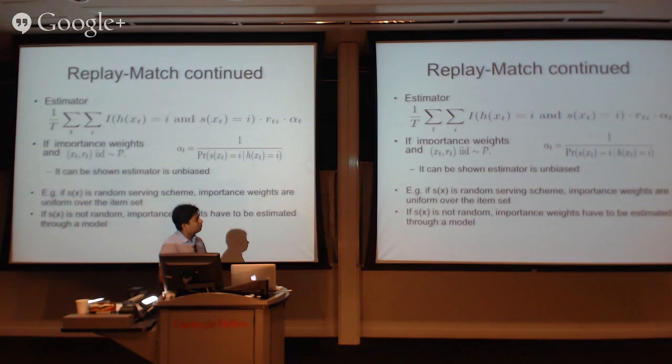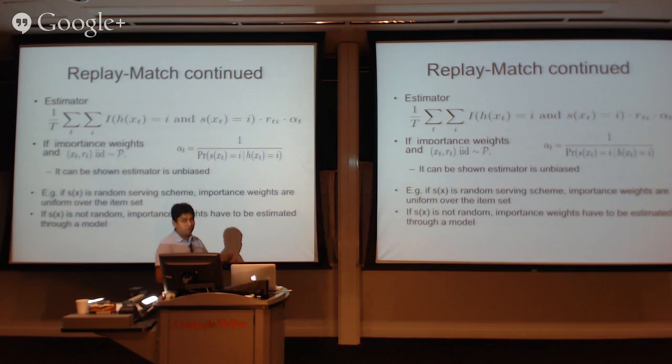So this is what you want to do, right? And how do you do that? As I was telling you, right? So figure out all cases where H recommends something that agrees with what S recommends. Then what was the reward we got? And alpha t is some importance weight, which we have to compute. And if you have this as an importance weight, then this is going to give you an unbiased estimator of the policy. Right? So if your importance weight is 1 over the conditional probability of S serving I given H served I, then this gives you an unbiased estimator. You can show that very easily. Right? Now, if S of X is a randomized serving scheme, then this conditional probability is the same as unconditional probability.